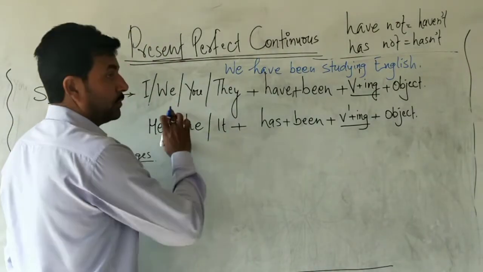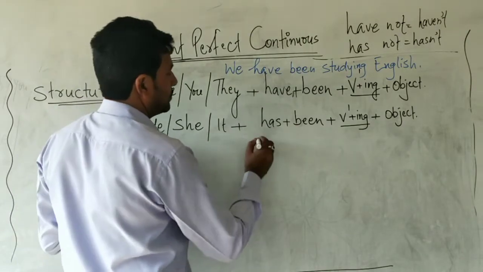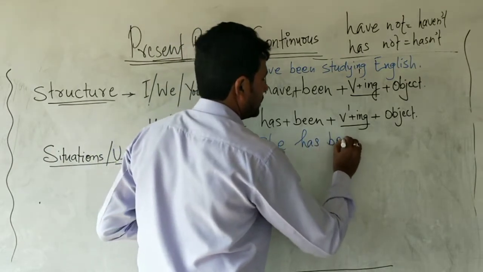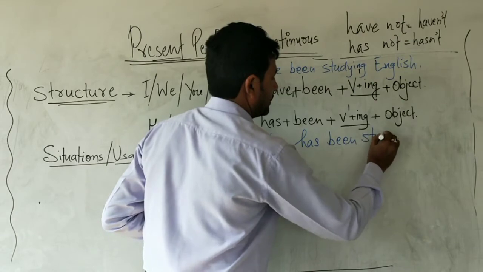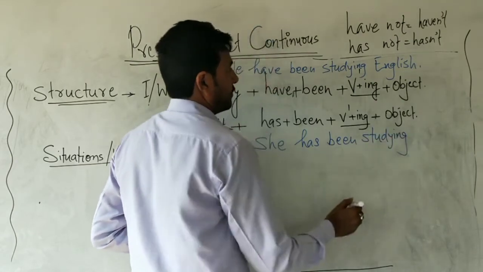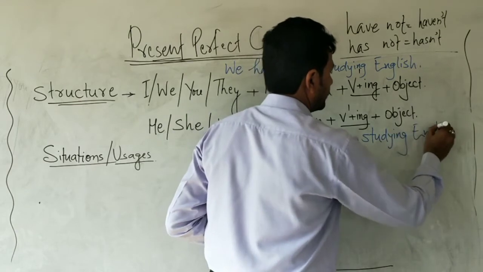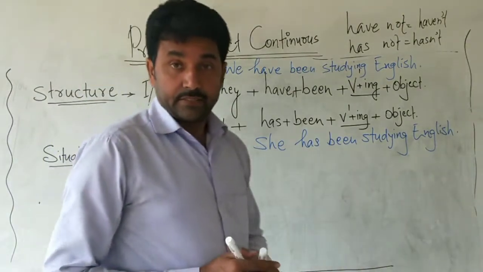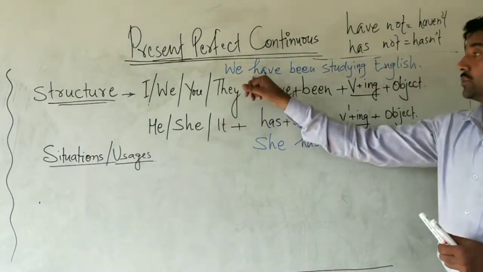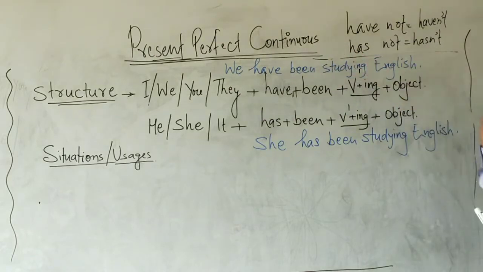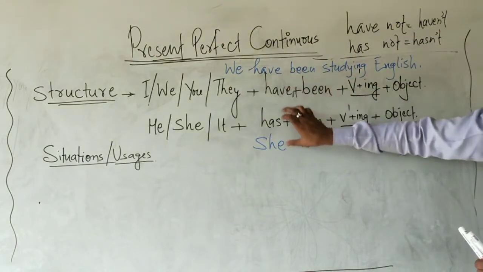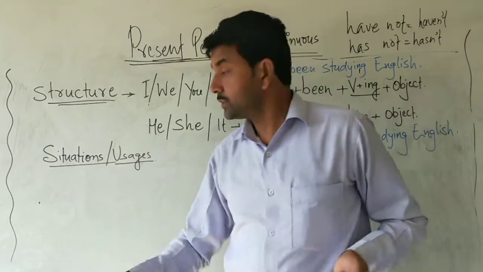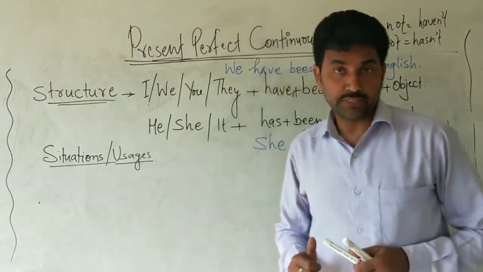Let us see one example on this structure. Take any subject, for example, she, then has been studying English. After knowing how to construct the sentences in present perfect continuous tense, following these two structures, we will see in which situations we can use present perfect continuous tense.